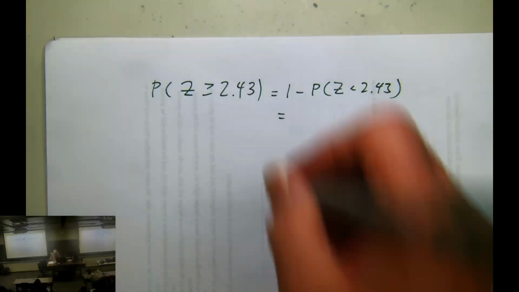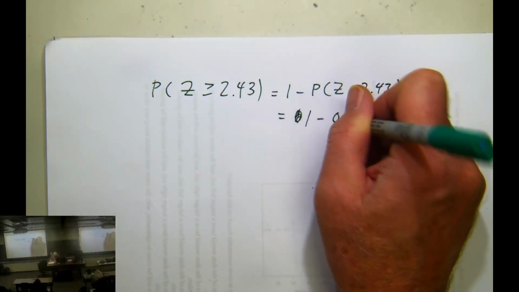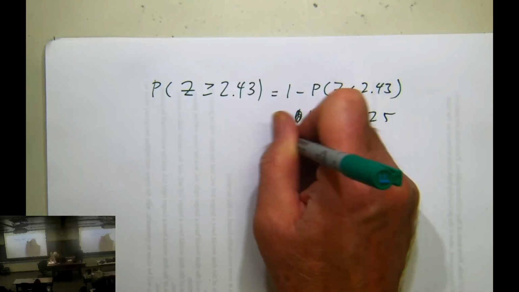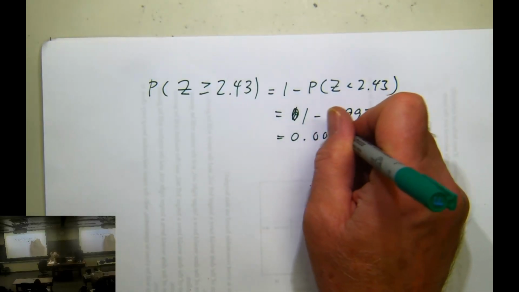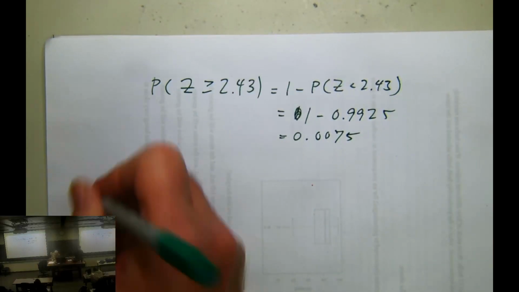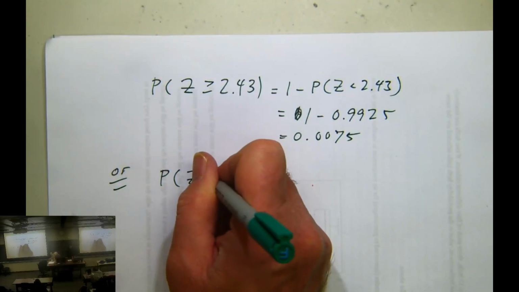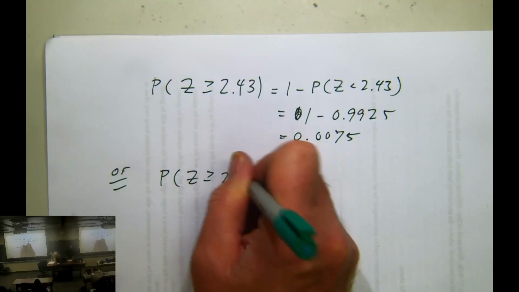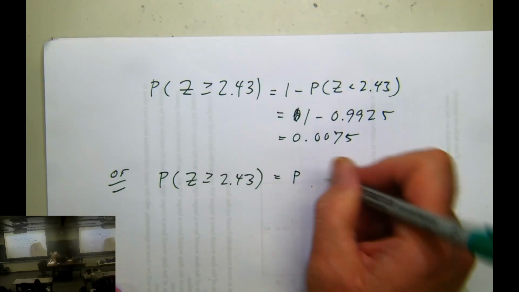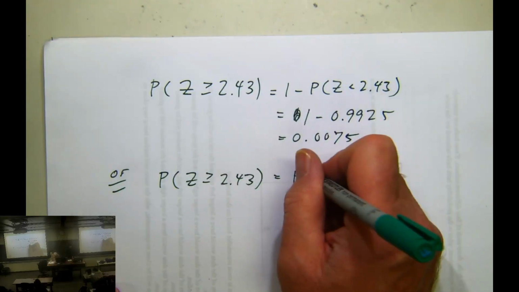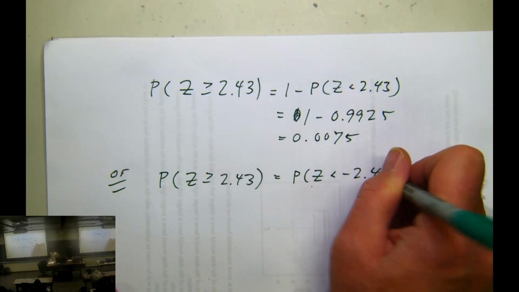2.43, 0.9925. 1 minus 0.9925 equals 0.0075. Or the probability z is greater than or equal to 2.43 equals the probability that z is less than negative 2.43.